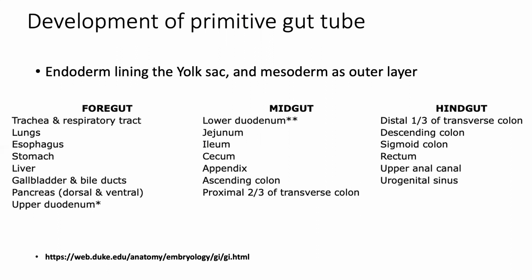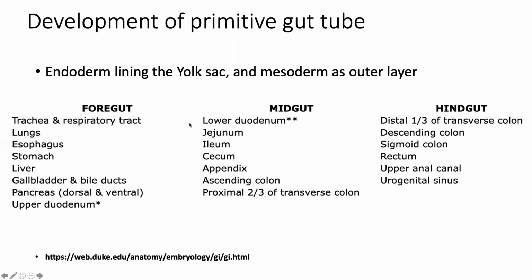So if you remember the blood supply of the intestine, this is where the superior mesenteric artery supplies. So superior mesenteric artery, starting from the duodenum, jejunum, ileum, cecum, appendix, ascending colon, down to the proximal two-thirds of the transverse colon. And therefore, the superior mesenteric artery is the artery for the midgut.